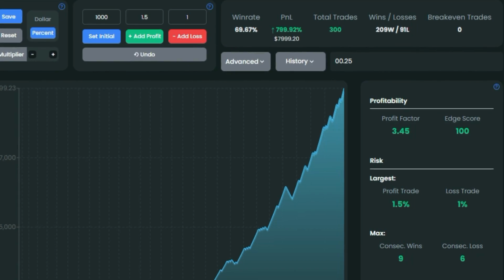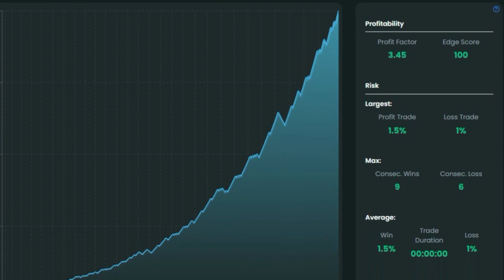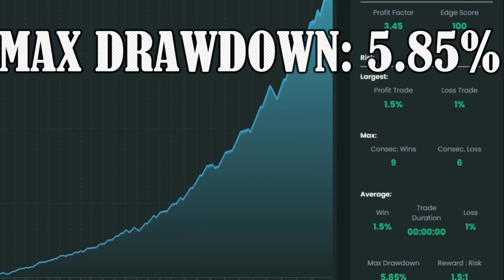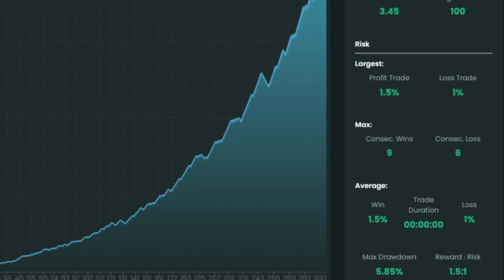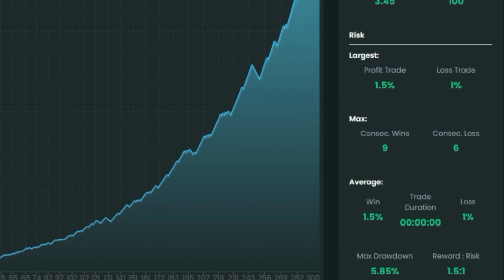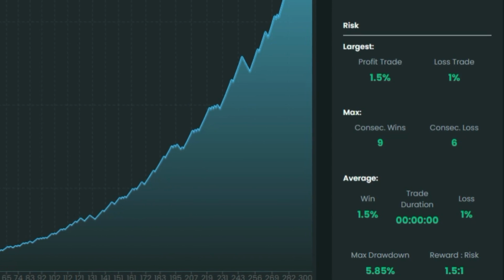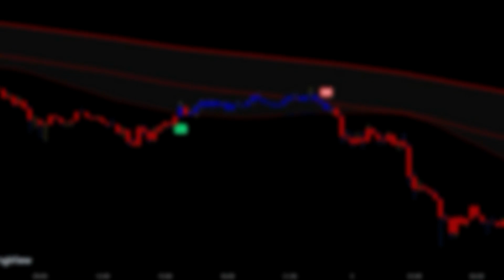But there's more. The profit factor, a measure of profit versus loss, came in at an impressive 3.45, while the max drawdown remains low at just 5.85. These findings highlight the strategy's potential effectiveness in real-world trading scenarios. With such remarkable results, we're excited for you to explore this strategy further and experience its benefits in your own trading endeavors. Get ready to take your trading game to new heights with this powerful approach.